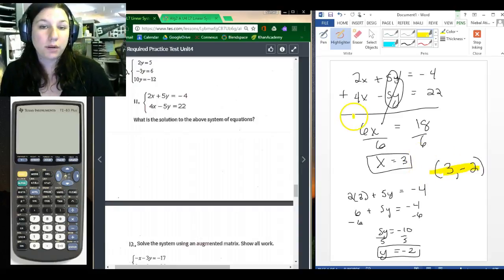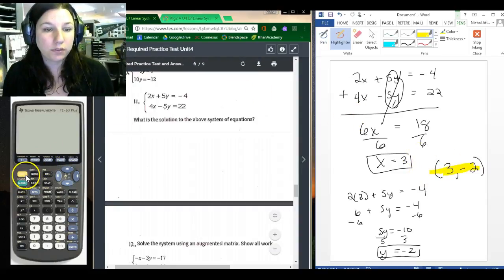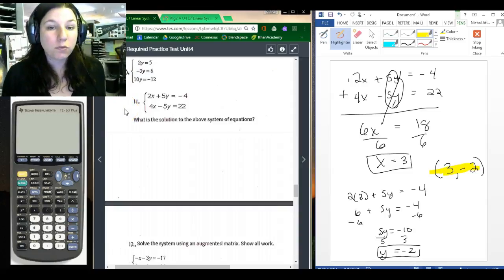So you should get that answer no matter which method you use. Again, you could also use matrix, so 2 by 3, enter those in, you should come up with the same answer. You could use any method you want as long as you're showing your work.